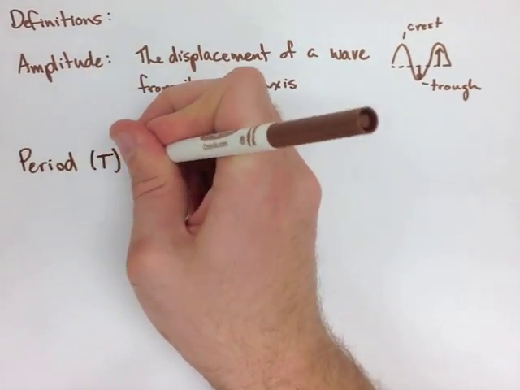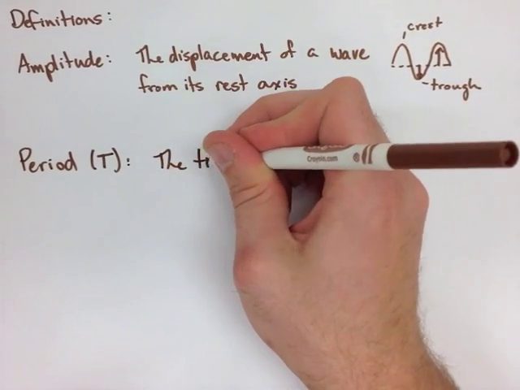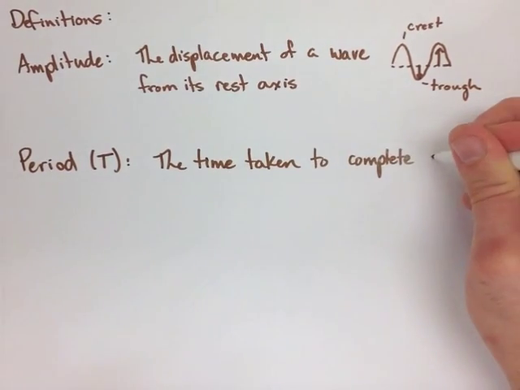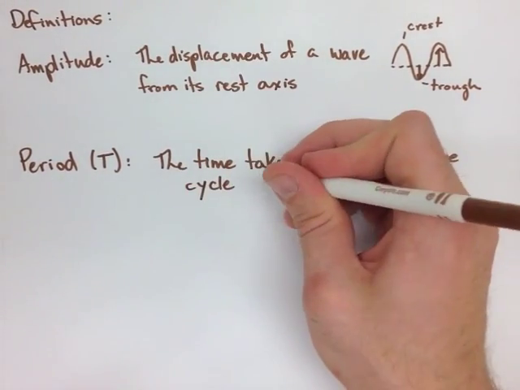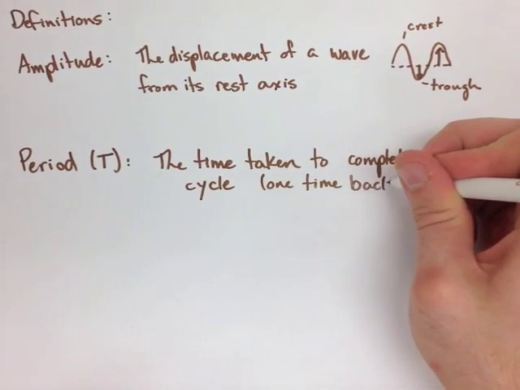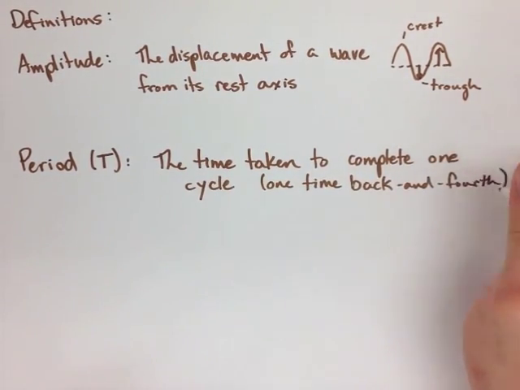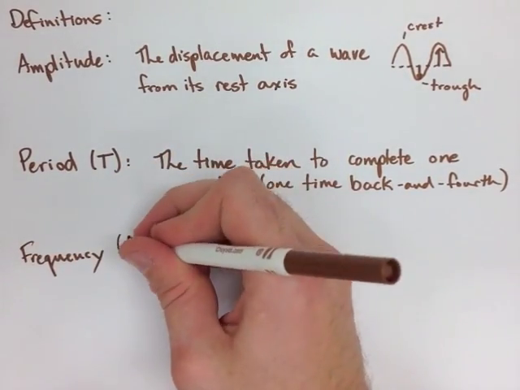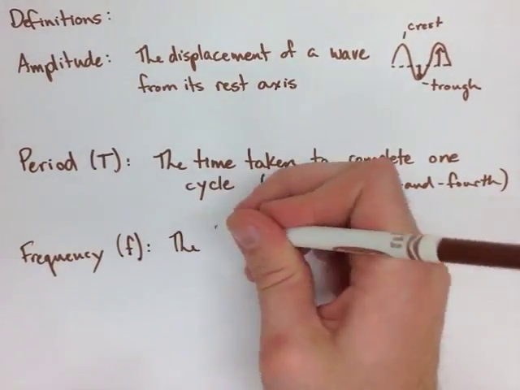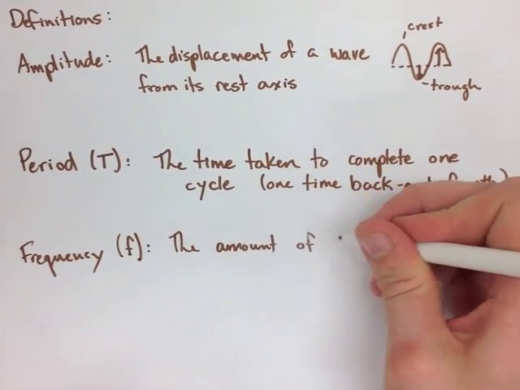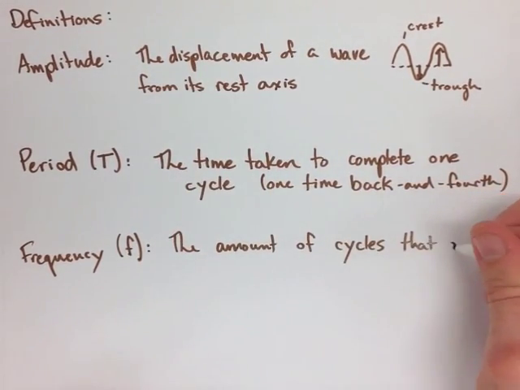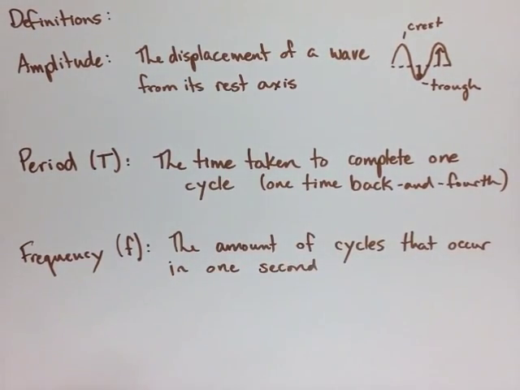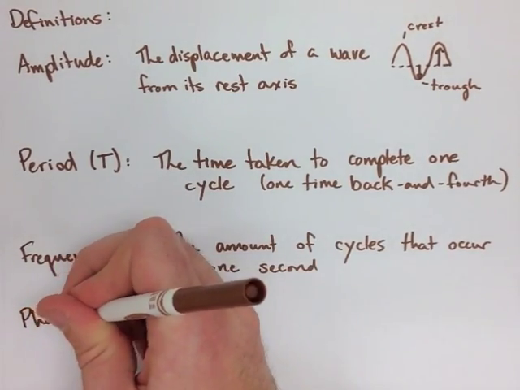The second thing we're going to look at is the period, which is represented with a capital T. Now this is the time taken to complete one complete cycle, so to go back and forth. You have to get back to the start of the cycle for one period to be finished. Next, we'll look at frequency, which is a lowercase f. And this is the amount of waves that pass in 1 second, or the amount of cycles that occur in 1 second. We measure this in hertz.